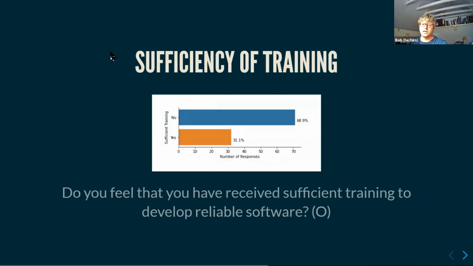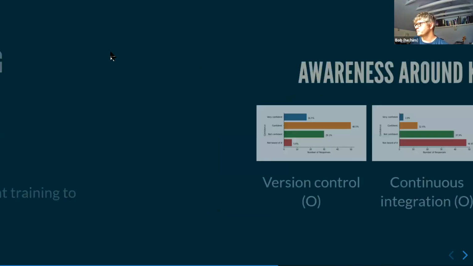The next thing that I'm going to present is on training. We asked whether people feel that they've had sufficient training to develop reliable software, and more people said they didn't feel that they'd had sufficient training than did. Obviously this comes with problems around people assessing their own abilities and their personal internal biases about this. But it paints a picture that sufficient training has not been received.